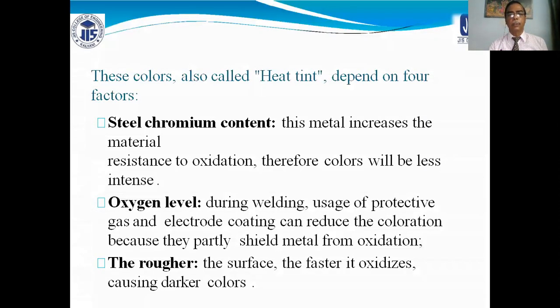These colors, also called heat tints, depend on four factors. Steel chromium content: chromium increases the material's resistance to oxidation, therefore colors will be less intense. Oxygen level during welding, use of protective gas and electrode coating can reduce the coloration because they partly seal the metal from oxidation. The rougher the surface, the faster it oxidizes, causing darker color.